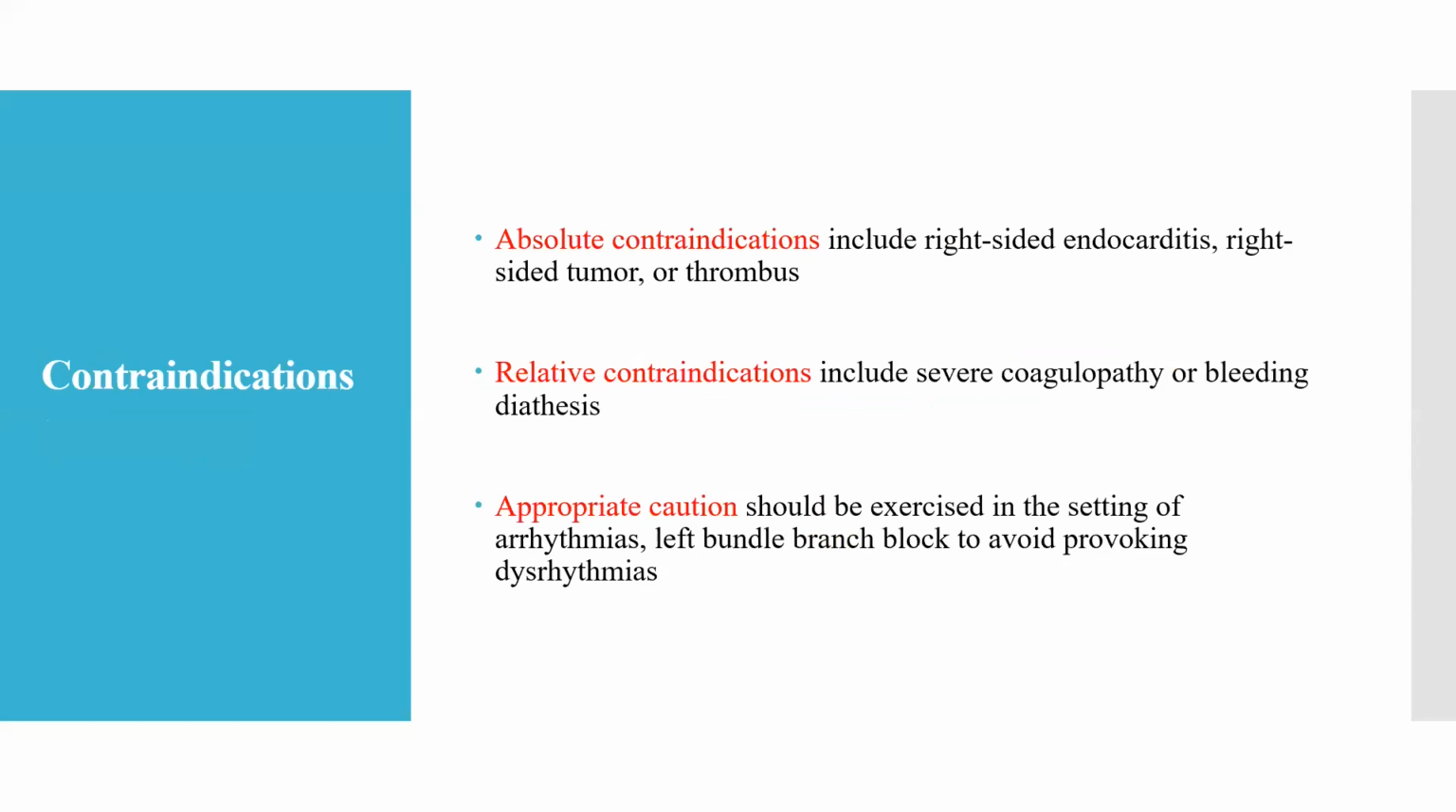How about contraindications? Absolute contraindications include right-sided endocarditis, right-sided tumor, or a thrombus. Relative contraindications include severe coagulopathy or bleeding diathesis. And caution should be exercised in patients with a prior left bundle branch block and in the setting of arrhythmias.